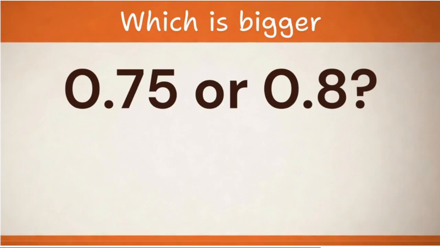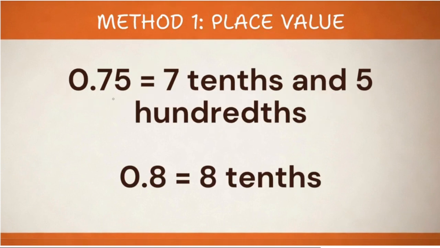Many students think that since 75 is bigger than 8, then 75 hundredths is bigger than 8 tenths. That thinking works for whole numbers, but not for decimals. Decimals follow place value, not the size of the digits. The first method is using place value.